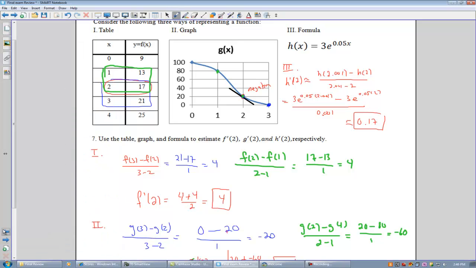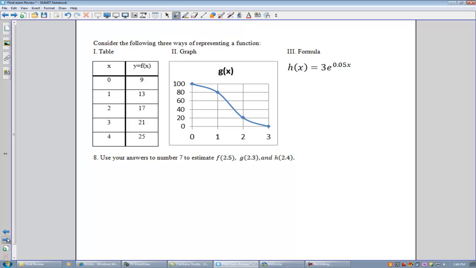All right, so moving on to the last question. Oh, nope, that's not the last question. So number 8, we still have number 9 left here. So it says, now use your answers to number 7 to estimate f prime of 2.5, g prime of 2, just f of 2.5, g of 2.3, and h of 2.4.